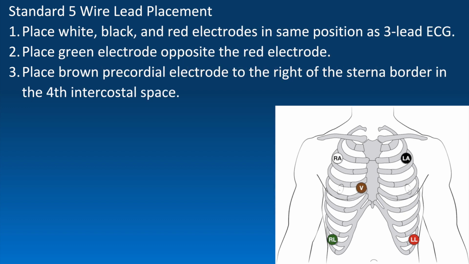Standard 5-wire lead placement. Place white, black and red electrodes in the same position as the 3-lead electrodes. Place the green electrode opposite the red electrode. Place the brown precordial electrode to the right of the sternum border in the 4th intercostal space.